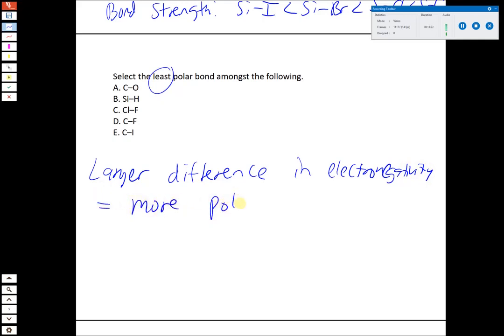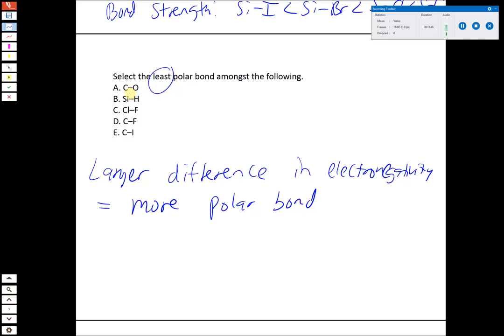Now, I will freely admit that this question is pretty difficult. These are not the easiest comparisons to do. I'm pretty sure all the ones on the test will be a little bit more straightforward than this. For this one, it would have been helpful to have at least some of the electronegativity values. Because if we know the individual electronegativities, we can just subtract the two, and that difference is going to tell us how polar or nonpolar the bond is.